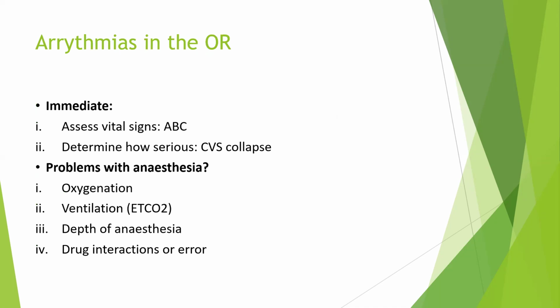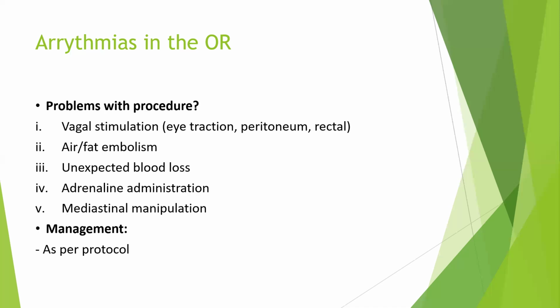So when you see abnormal readings on your ECG monitor, on your anesthetic machine, what do you do? You want to first of all determine, does this compromise the hemodynamics of my patient? So you want to assess your vital signs, ABC. You want to determine how serious it is. Then you want to troubleshoot. Is the problem with oxygenation? Is the problem with ventilation? You look at your EtCO2 or the depth of anesthesia. And sometimes drug errors do occur in theater. You want to rule out drug errors or drug interventions or interactions.